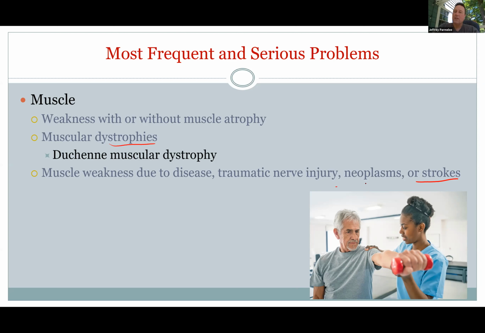of course. Could be a cancer. There are some rare nerve cancers that happen in peripheral nerves. It could be trauma, injury, gunshot wound, things like that.